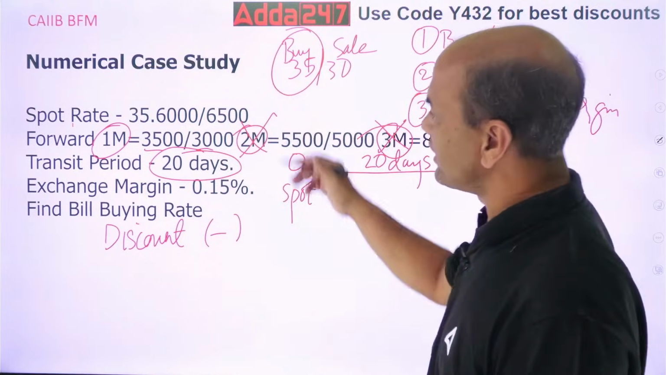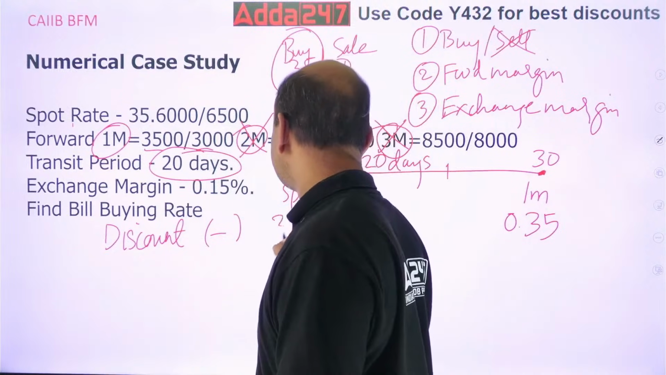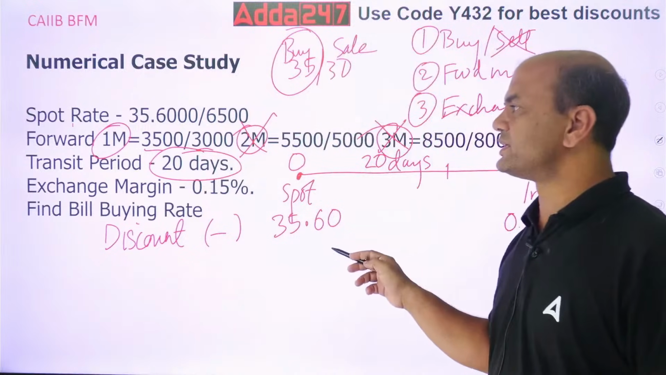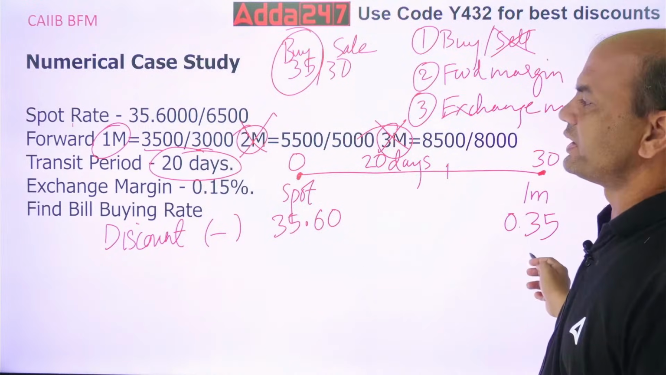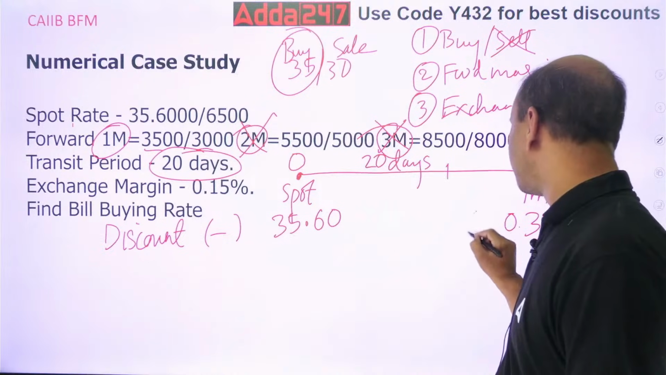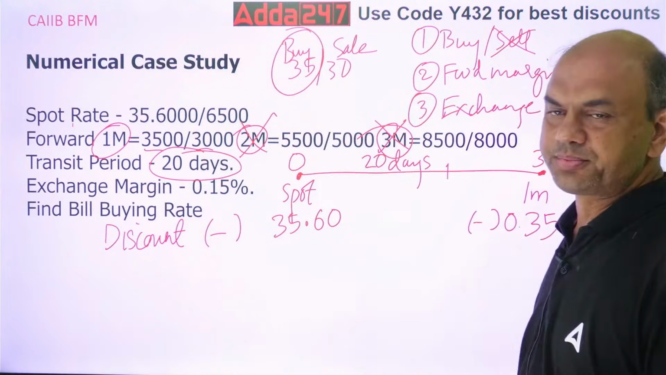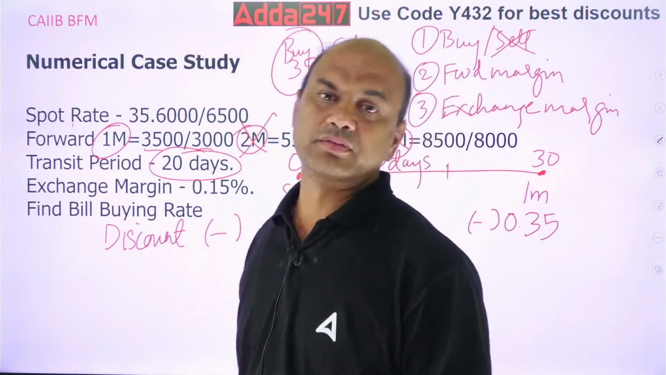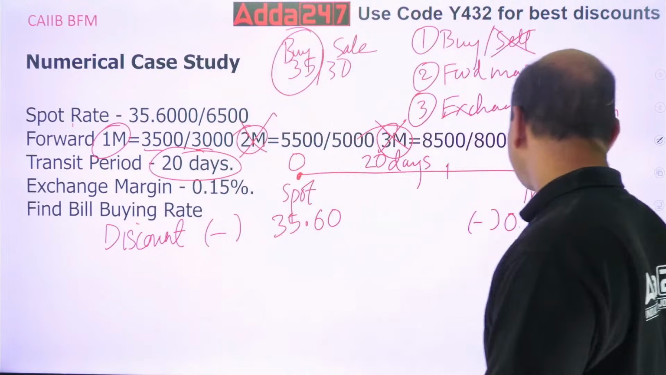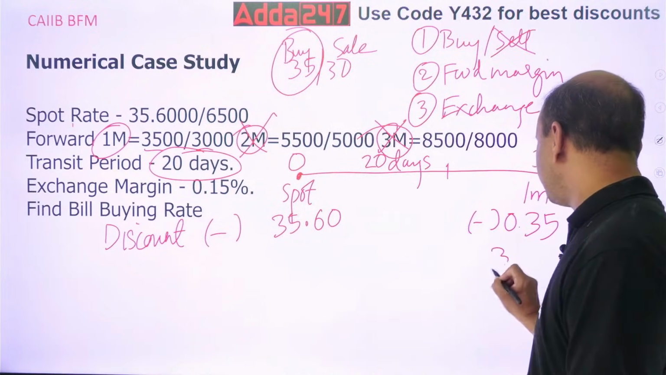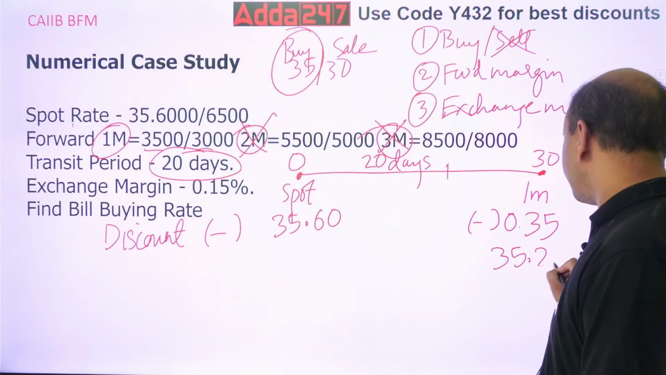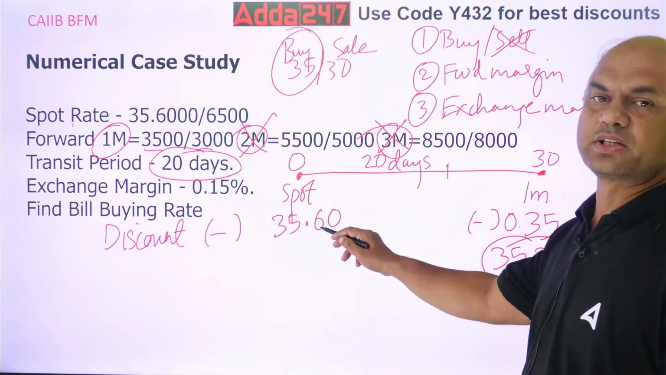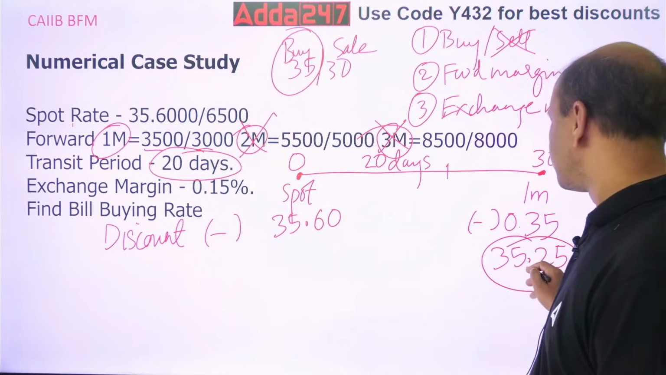And what is the spot rate? 35.60. Spot is 35.60 and 1 month is 0.35, but that is minus, kindly note, because it is in discount. So, first find the rate. 35.60 minus 0.35. So, 35.25. Right? This is my new rate.